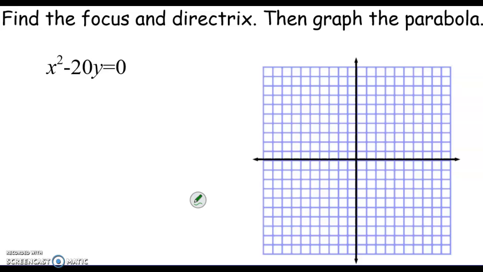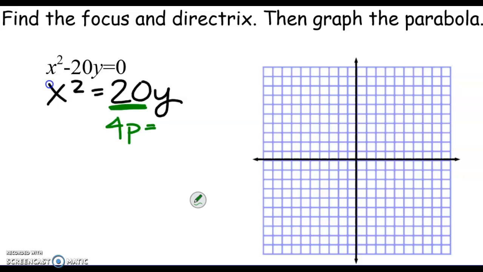Maybe, let's see. Let's do one more. But this one's going to be pretty much similar. If you want to just pause it, do it yourself, and then come back and check, you can. X squared equals 20y. So I think that this is basically the same as the last one, except for this time it's opening up instead. So my 4p equals 20. So p equals 5. This time it's opening up because that 20 is positive. So 1, 2, 3, 4, 5.